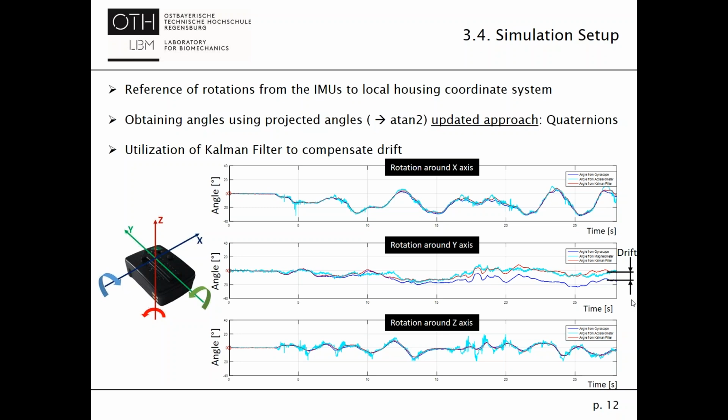This is what you can see in the 3 figures here. The blue curve is the gyroscope data with the drift. Then the cyan curve are the computed angles, which are quite noisy. And then the red curve is the Kalman filtered curve, which is, as I already said, not noisy anymore and has no drift anymore.